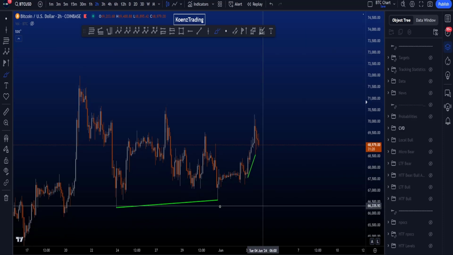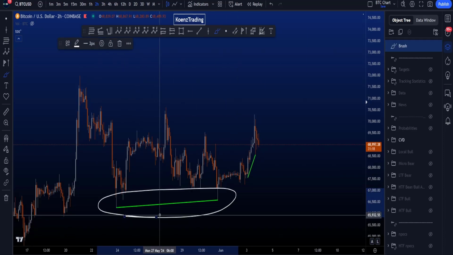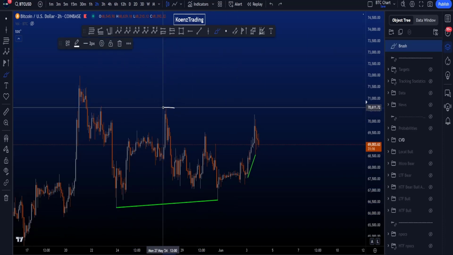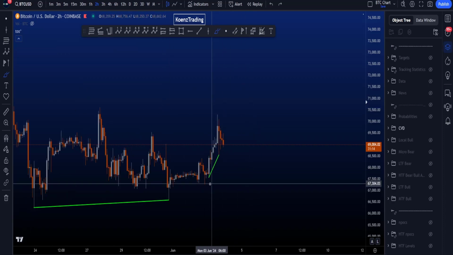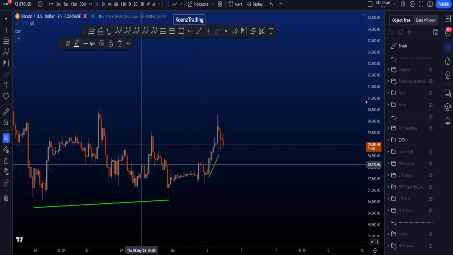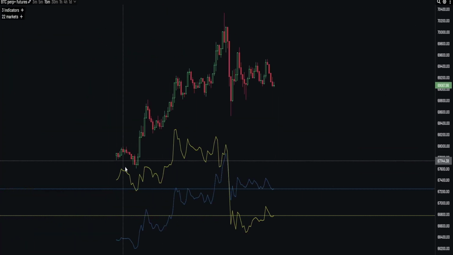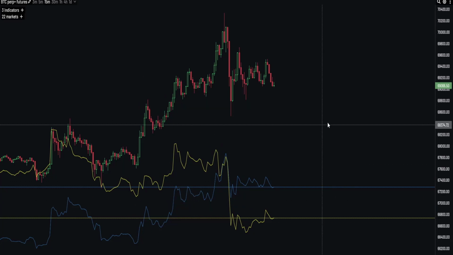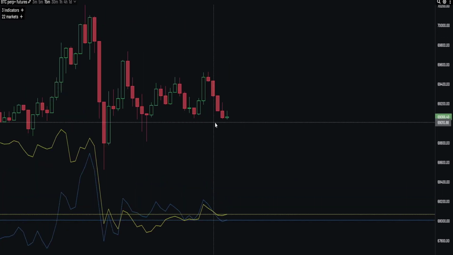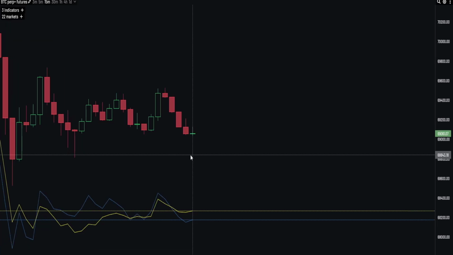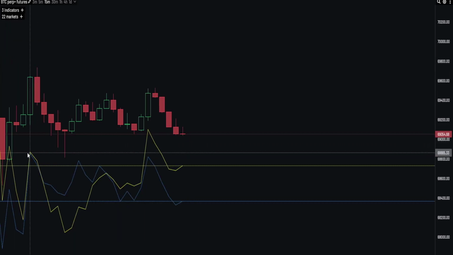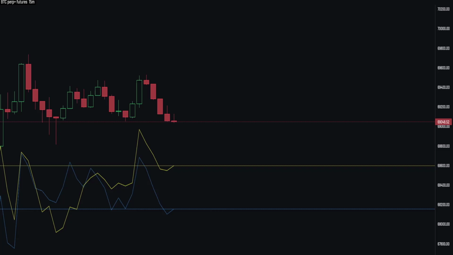Looking at CVD divergences, we still have the bullish CVD divergences over here. The target is this high at 70.6k, and locally we also have bullish CVD divergences, higher low in price, lower low on the CVD, which can be seen over here if I zoom out. A higher low in price, lower low on yellow, that is a bullish CVD divergence. More locally, however, we do have some bearish CVD as well, lower high on price, higher high on the CVD.